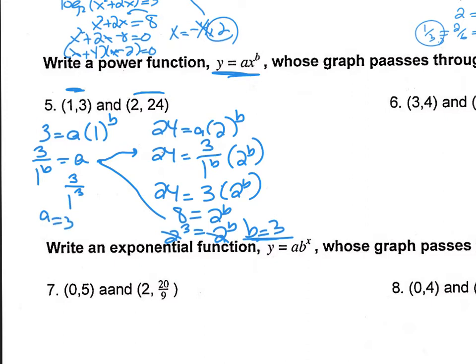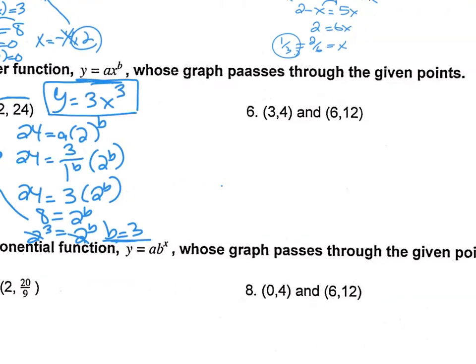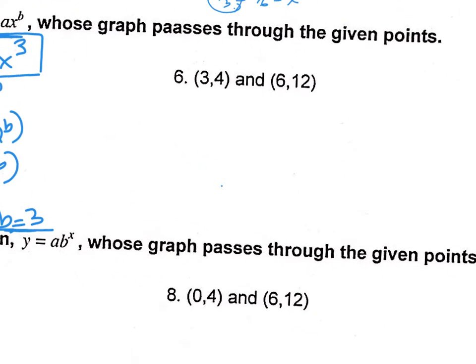So my answer to that one, the equation is going to look like this. Y equals A is 3, X, B is 3 to the third power. So there it is. There's number 5. Right? Number 6 is the exact same kind of problem, just different points. So take your first set, plug them in.